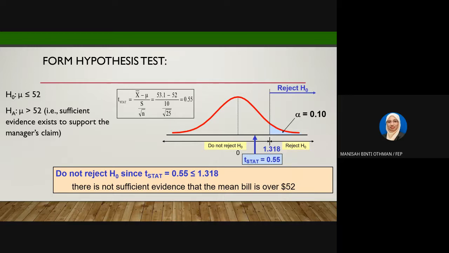So this is the proper diagram, so you can see clearly. This is from the table. Then when you calculate t here, you can see that this t value is between 0 and 1.318, in the non-rejection region. So you do not reject the null hypothesis.